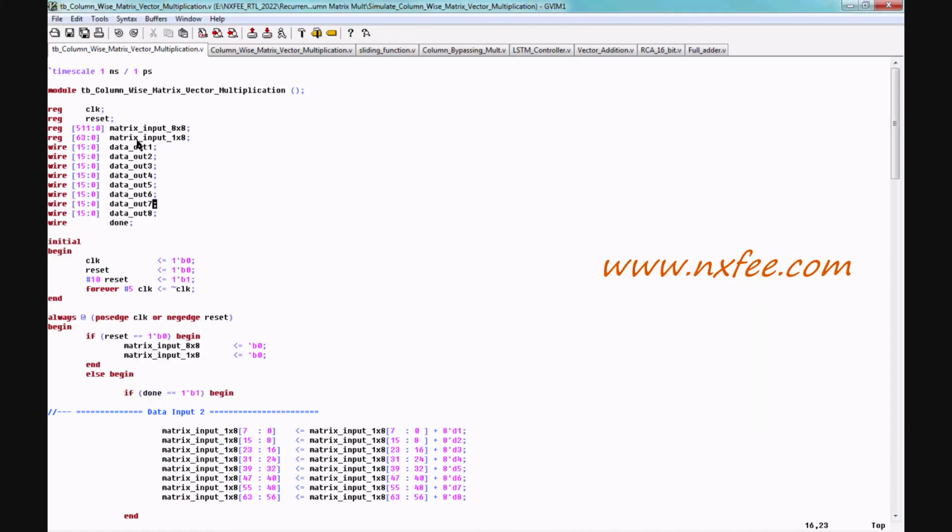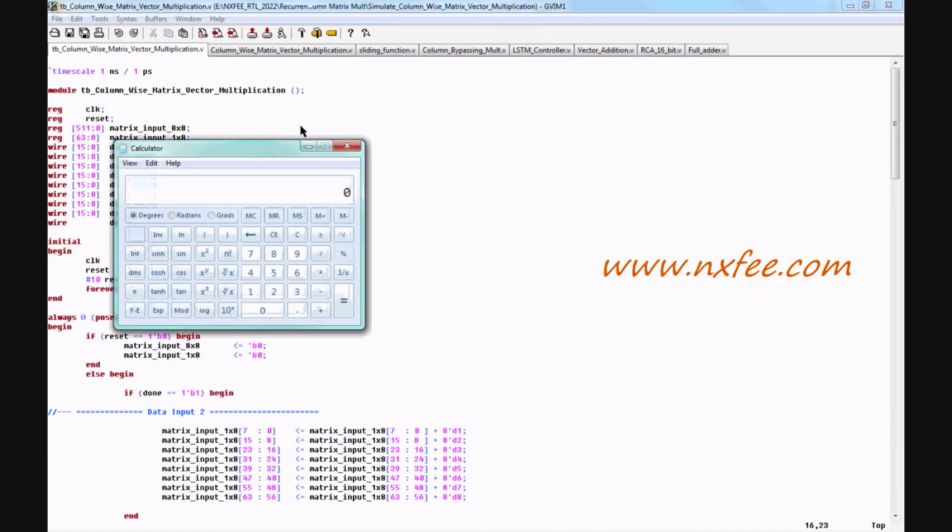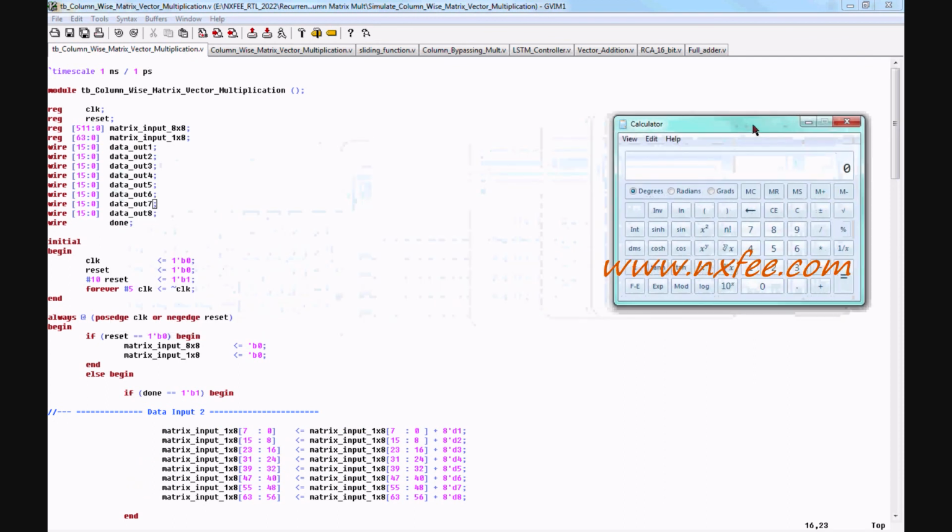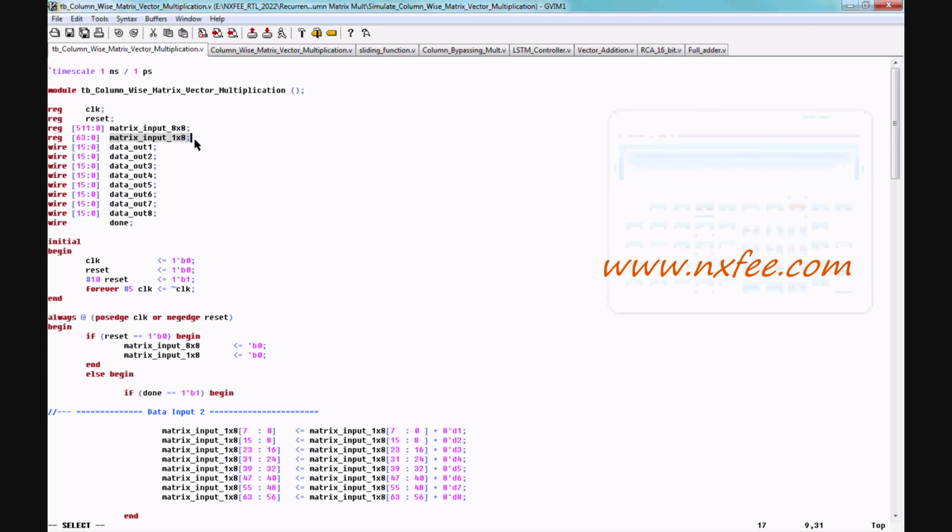Here for the column-wise matrix vector multiplications we have used an 8 into 8 matrix. Each element is 8 bits, so 8 into 8 equals 64, and 64 into 8 means we have used 512 bits. So we give 511 down to 0 as the input. The other input is the 1 cross 8 matrix input, 63 down to 0, so 64 bits. This 512-bit value is the input we have given here.